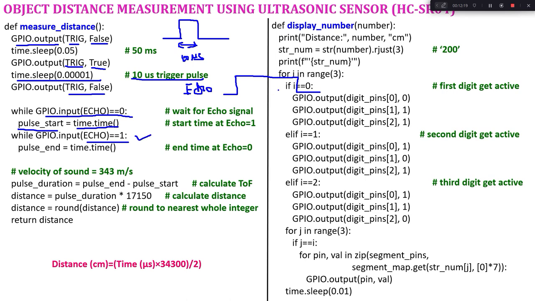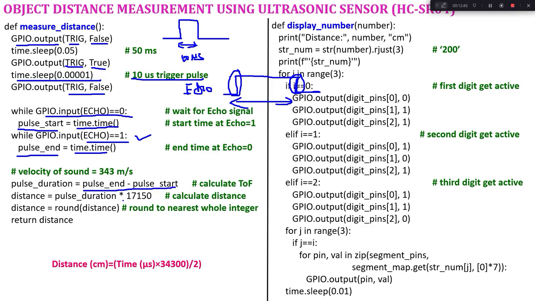Once the echo signal goes to 0, once there is a transition from high to low, it means the module has received the wave back. So we are going to stop the time and take the time duration. We know the starting time and also the end time. From this we can calculate the duration of this pulse. The pulse duration is calculated by pulse end minus pulse start.